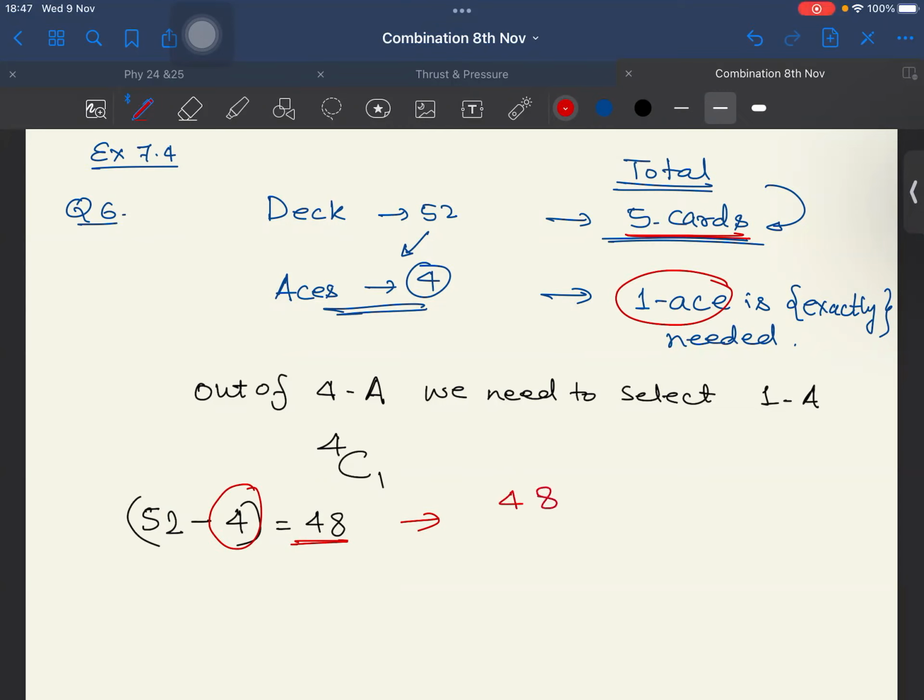So that can be done in 48C4 ways. And you need to select all 5 cards, so you will multiply this. So the total combinations will be 4C1 multiplied by 48C4. Total you have selected 5 cards, out of which 1 is an ace. Got it?